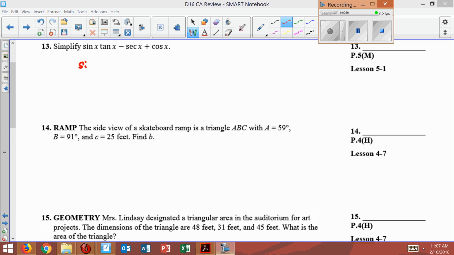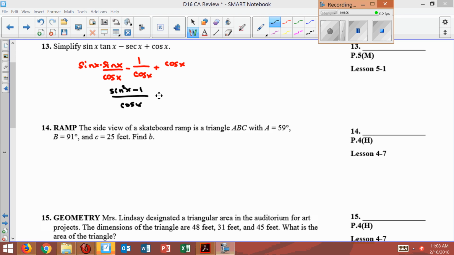So I have here sine x times, tangent is the same thing as sine x over cos x. And then minus secant, which is the same thing as 1 over cosine. It's the reciprocal of cosine. Plus cosine. I can notice real quickly that these two have a common denominator, and so I can combine those. Nothing there cancels out, but these two can combine together with the common denominator, which is cosine. And sine times sine is sine squared x. And I have the minus 1. Plus I have a cosine out here.